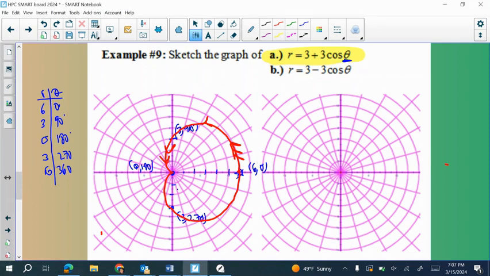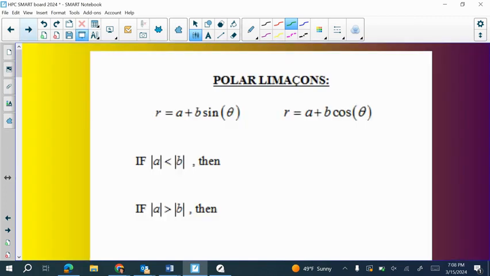And again, what I wanted us to notice is that 3 plus 3 is 6, and it's on cosine. So I'm thinking that this here is 6 units long, right? It's on the cosine. And then this is 3 units this way, and that's 3 units that way. Okay, the same concept is going to happen when we look at a limacon.